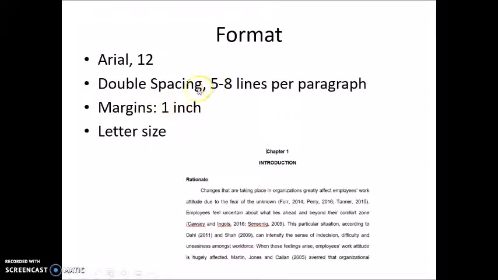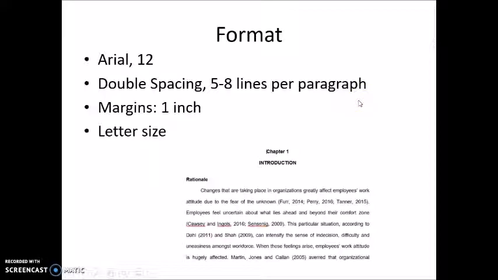So double spacing tayo. And then, each paragraph should be 5 to 8 lines. Okay? Pag lumampas yan ng 8 lines, yung paragraph mo lumagpas, umabot ng 9, 10, or 12 lines, dapat mo siyang i-cut na and gawin mong 2 paragraphs na, depending on the thought. Okay, so 5 to 8 lines per paragraph.